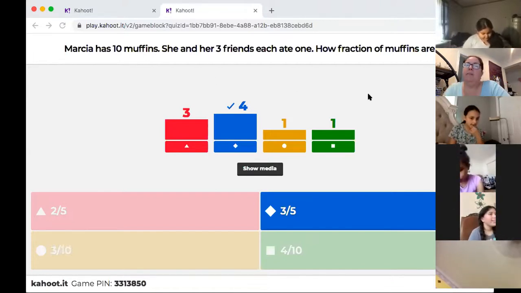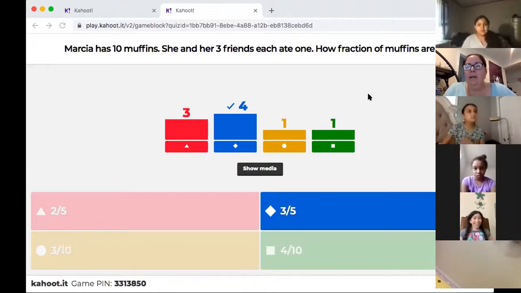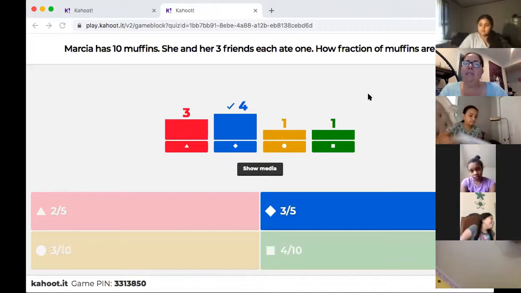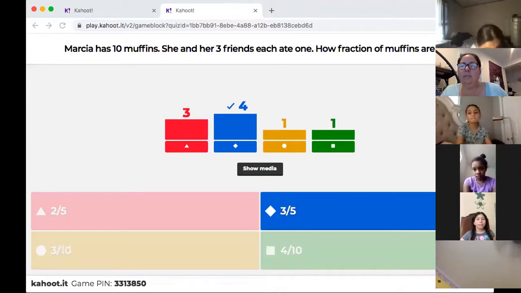6/10 of the muffins would have been left, right? If each muffin was 1/10 of the total, 4/10 were gone, so 6/10 would have been left. And if you divide 6 by 2 and 10 by 2, you would have gotten 3/5. That was a tricky question.